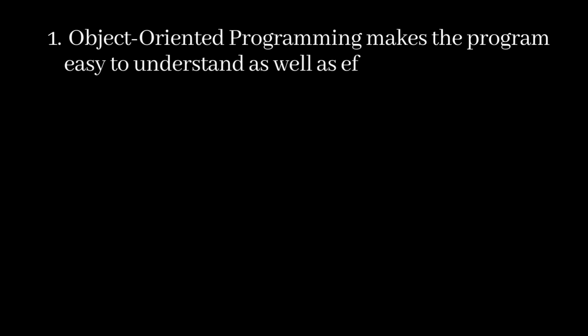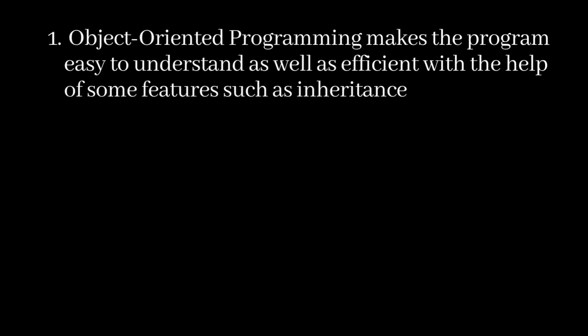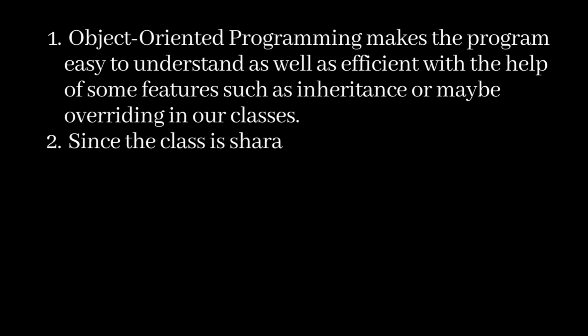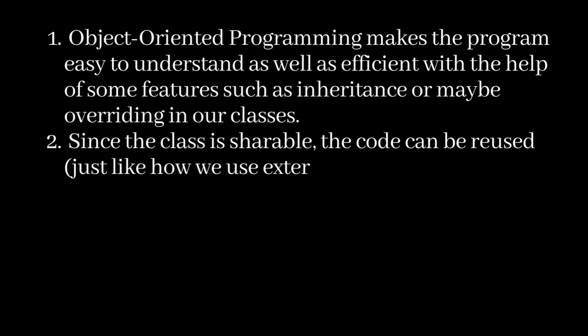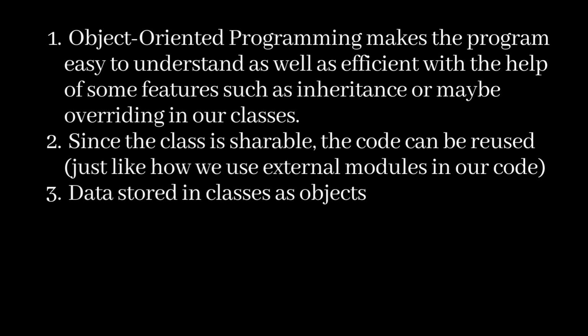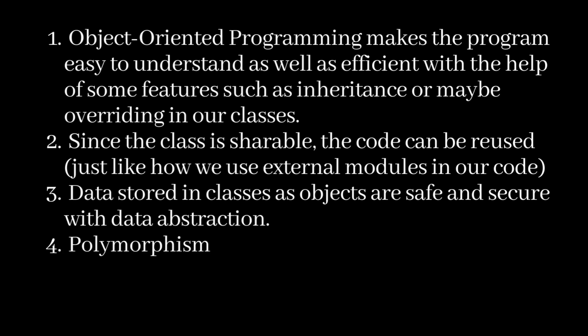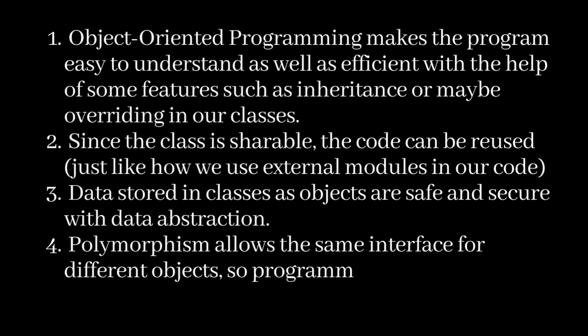But why do we have to change the current method of our coding, which is the procedural programming method, to such a complicated concept? With the help of features such as inheritance, we can clarify our code as well as make it efficient. Since classes are shareable, the code can be reused. However, data stored in our classes can be secured and safe with data abstraction, and can also be reutilized by methods or attributes with the same name from another class through polymorphism.